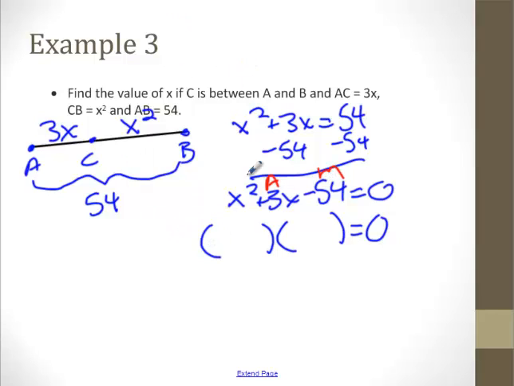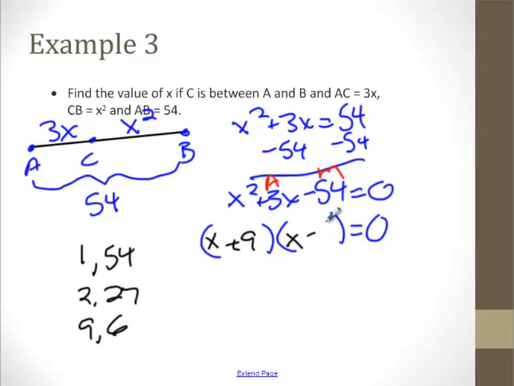So x squared breaks apart to x and x. We need two numbers that multiply to -54 and add up to 3. If you need practice with this, we list out all of our factors. Sometimes you'd see 1 and 54, 2 and 27, and so on. Eventually you'll get to 9 and 6. 9 minus 6 gets me 3. So we have plus 9 and minus 6. Now, there was a new step that we did right after that called the zero product property.